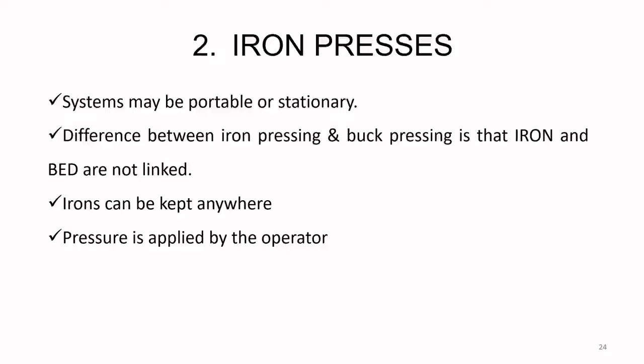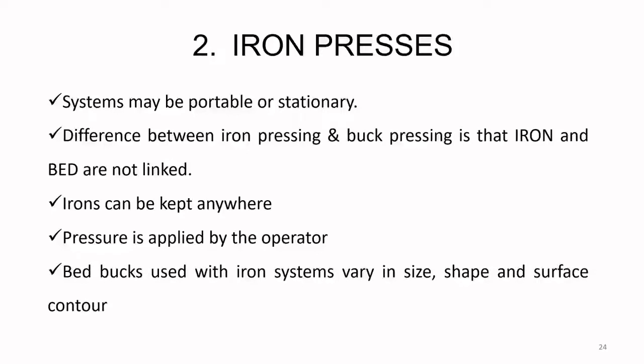And pressure is applied by the operator. In buck pressing, the pressure was applied by the machine itself. The pressure regulator is set accordingly and the pressure is applied by the machine. But here the pressure is applied by the operator manually. And bed bucks used with iron systems vary in size, shape and surface contour. So the bed buck in this iron system, you can change depending on the type of garment that you want to press or iron.